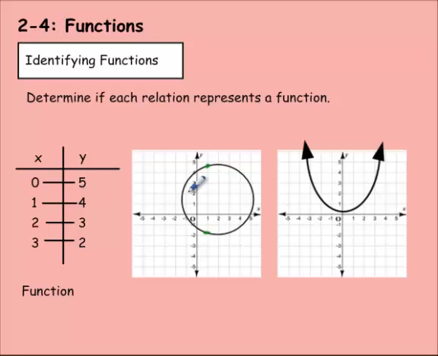And you see that happening a lot of places. Positive 3 has negative 2 and about 4.5 as well. So this would definitely not be a function because it breaks that rule. Every input can only have one output.